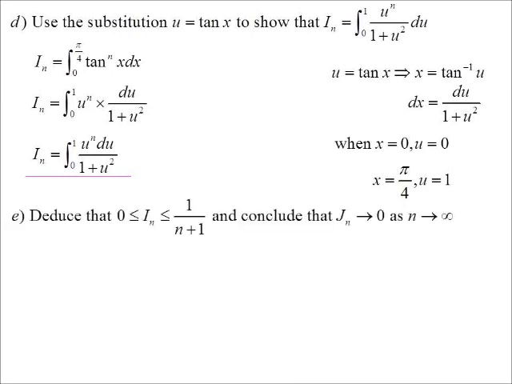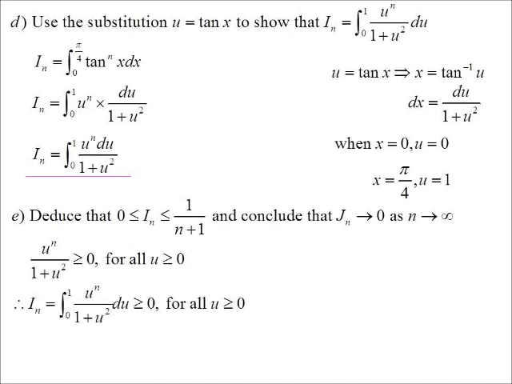Deduce that I_n is always in between 0 and 1 on n plus 1, and from that, we're going to conclude that J_n will approach 0 as n approaches infinity. Now, if we look at this function, u^n on 1 plus u squared, that's always going to be positive for u greater than or equal to 0. So it's easy enough to show that I_n is always bigger than 0. I mean, you square something, it's got to be positive.